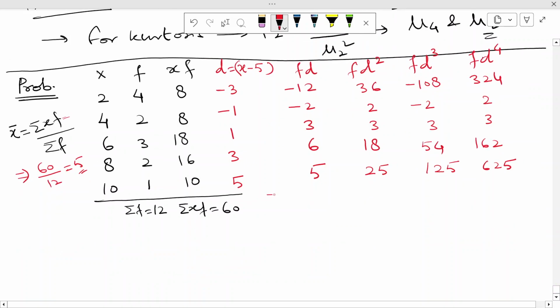So now we will find out the values. Of course, this summation fd is 0. Why?